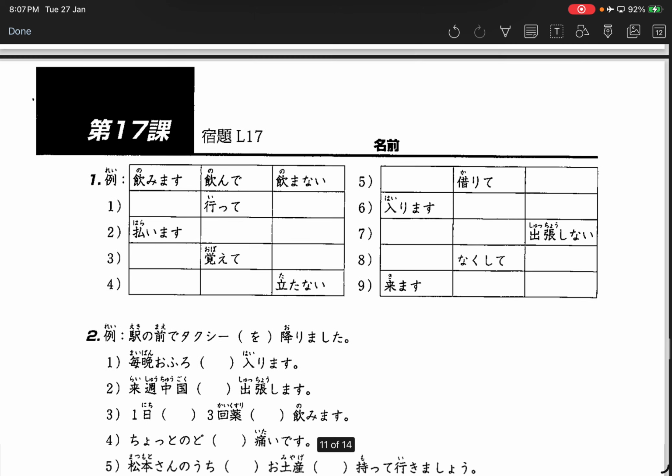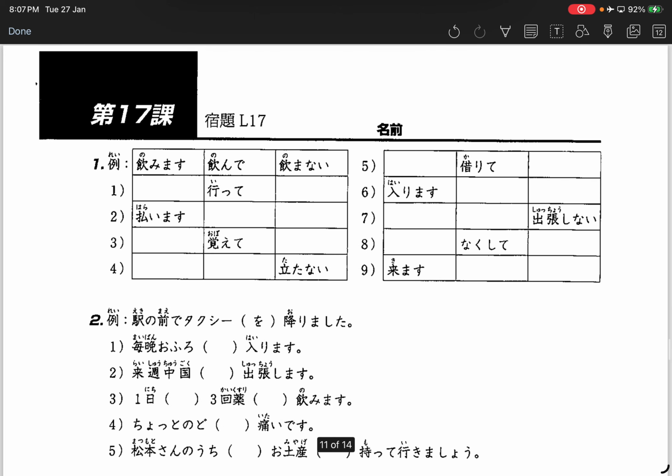Okay, let's move on to lesson 17. We will take a break after this. Just bear with me. Okay, lesson 17, number 1, example: nomimasu changes to nonde, then the negative form, the nai form. Remember the nai form? We have nomimasen. The casual form for nomimasen is nomanai.